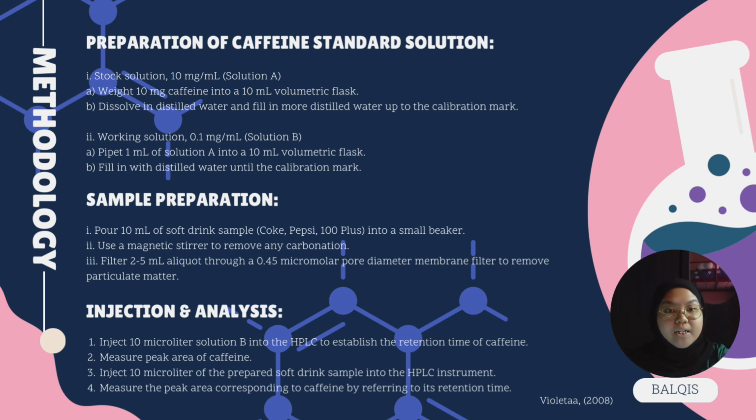And last but not least, the injection and analysis. First, inject 10 microliters of solution B into the HPLC to establish the retention time of caffeine. Second, measure the peak area of caffeine. Third, inject 10 microliters of the prepared soft drink sample into the HPLC instrument. And last but not least, measure the peak area corresponding to the caffeine by referring to its retention time.